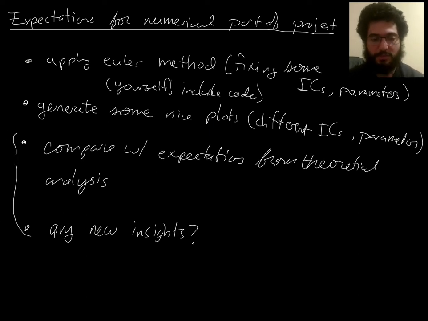Two things to pay attention to mainly. Compare what you got with what your expectations were from your theoretical analysis. So you already had some ideas in your theoretical analysis. Were you surprised by anything that came up in the numerical portion? Did it correct any previous thoughts you had? And finally, did it give you any new insights that you did not previously have with just the theoretical analysis?